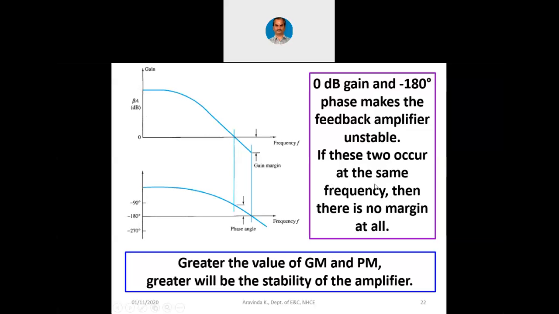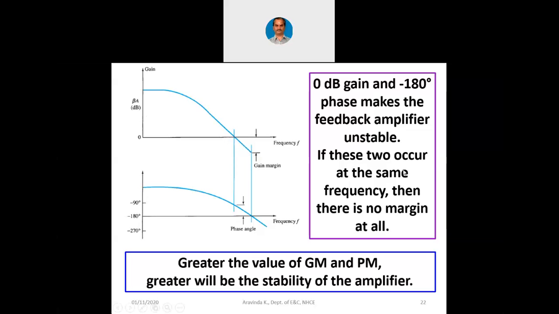If these two occur at the same frequency, then there is no margin at all. No gain margin, no phase margin. Now you can see here, the gain has come down to unity and the gain is going down further. That means after a certain frequency, the value of A beta is going to go further down only, right? You already know the frequency response curve. Now it is going down below 1. It may become 0.9, 0.8, 0.7, 0.6 that way.